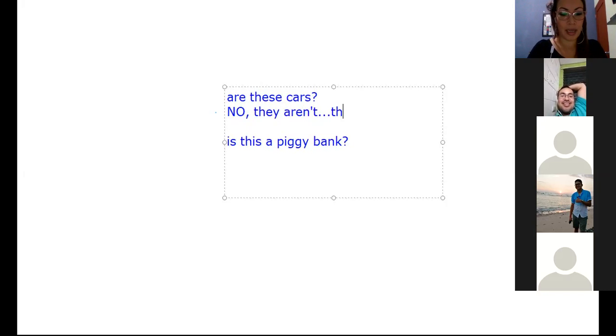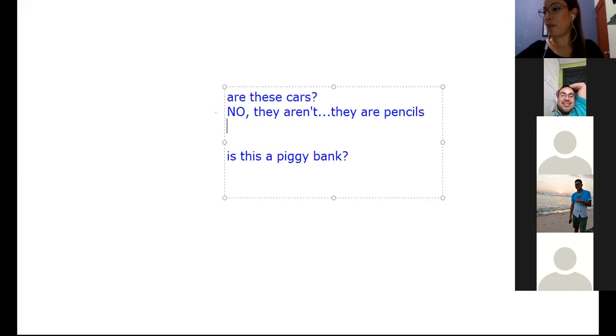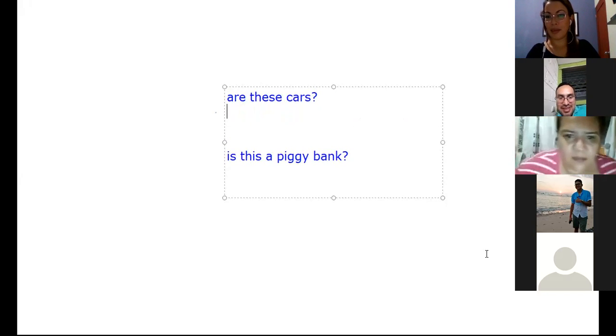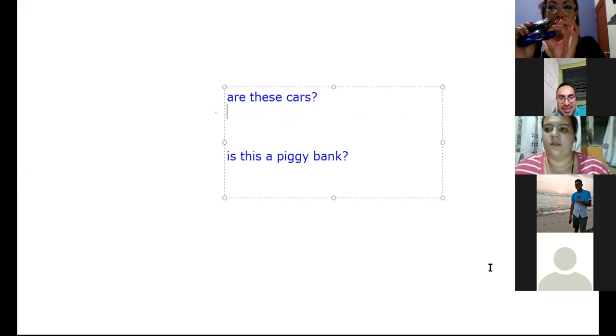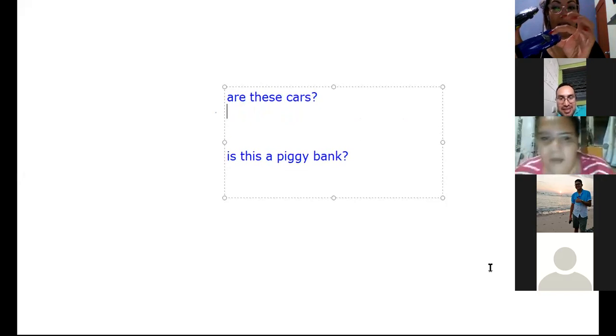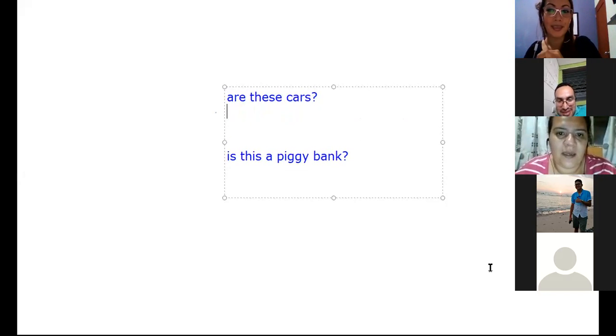Y me puede decir hey, they are pencils. Okay. Pero digamos que yo la quiero hacer así. Y ahora le pregunto a Silvia. Are you there, Silvia? Silvia está por ahí. Okay, Silvia. Are these cars? Yes, they are. Okay, very good.